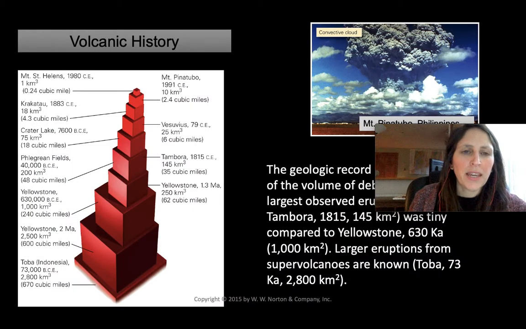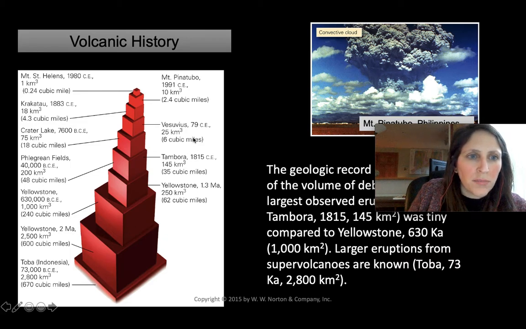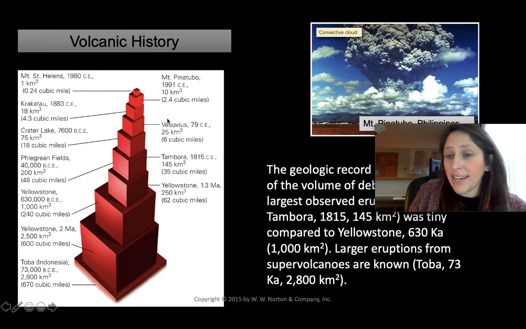Okay, and so here's a nice diagram of volcanic history and the comparison between the different volcanic histories. So you can see Mount St. Helens in 1980 was a very severe volcanic eruption for our time, but compared to other volcanoes in history, it's pretty small. So I mentioned Yellowstone. It erupted several times. 630,000 years ago it erupted, but there was a much larger eruption at Yellowstone 2 million years ago, which was the largest eruption on record for Yellowstone.